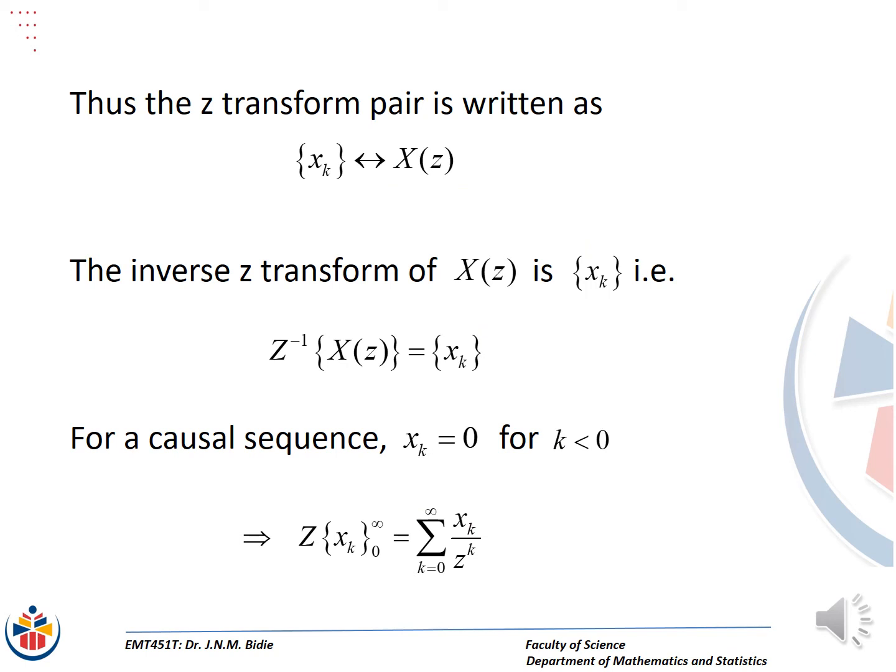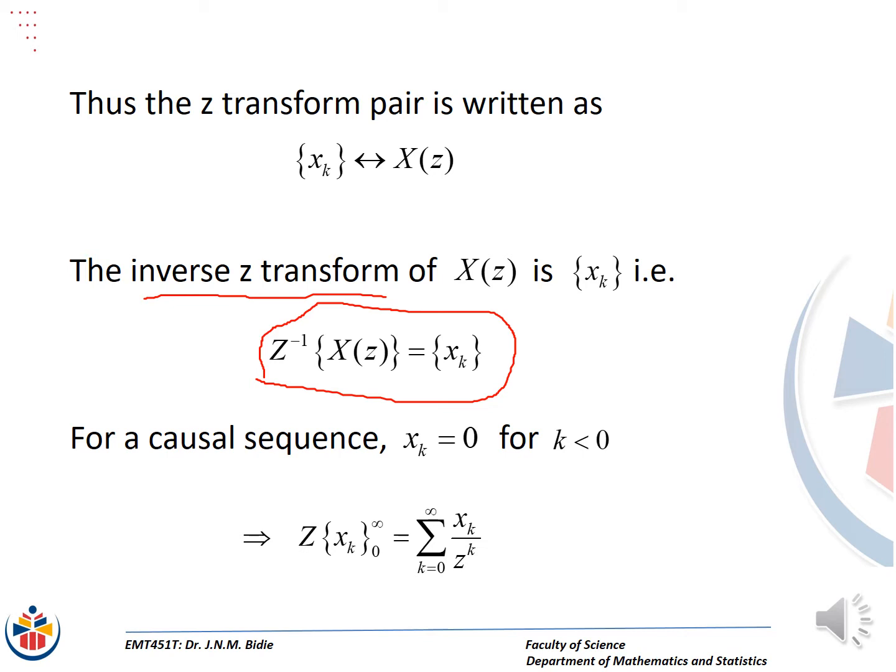Therefore, we have a Z transform pair, which is x[k] and X of z. Note that when we want to do the reverse process, it would mean that we're taking the inverse Z transform of X of z to produce the original sequence, which is x[k]. So you use that notation, the inverse Z transform of X of z producing the original sequence.